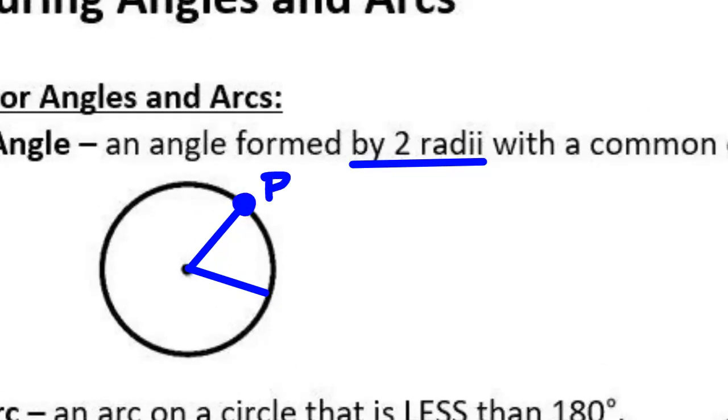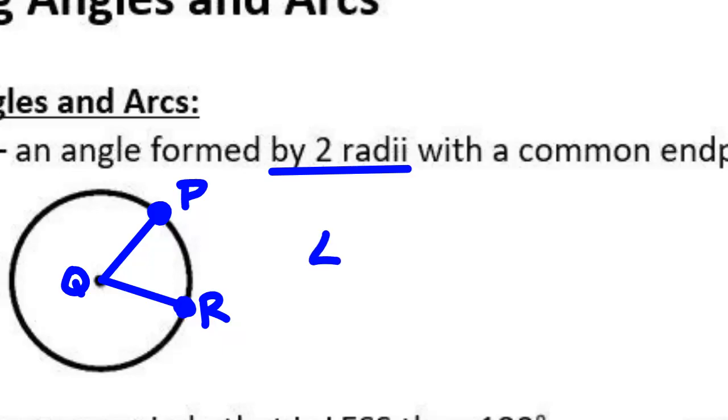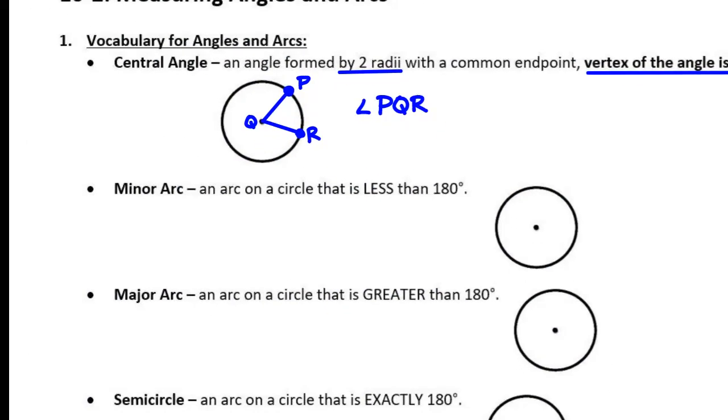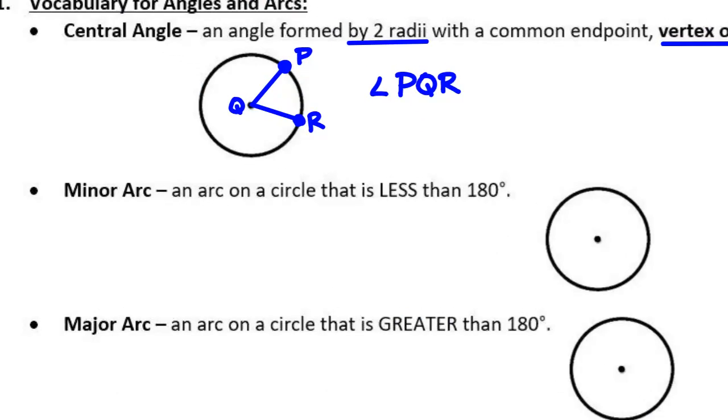I'm going to call this point P. I'm going to call the vertex Q. And I'm going to call this point R. So angle PQR. A minor arc is an arc on a circle that is less than 180 degrees. So less than half a circle.